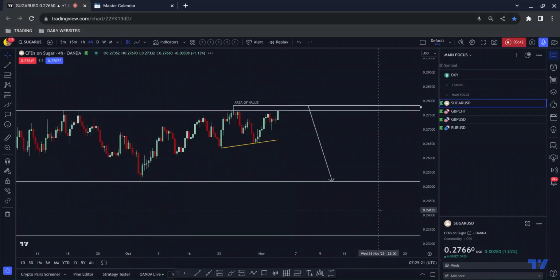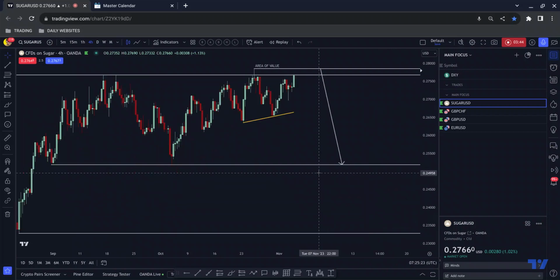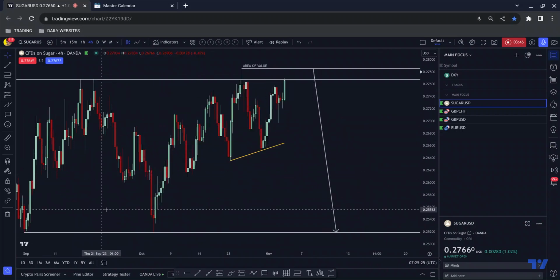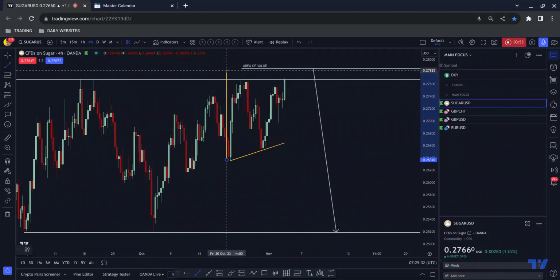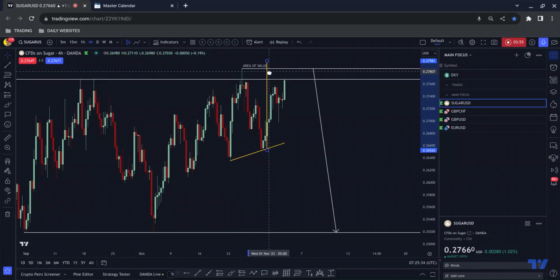If we just drill down again, we have a similar thing here. We have that kind of impulse correction continuation. If we measure the legs, that would take us up to here, where we would likely break above. Within that, we have that middle section.